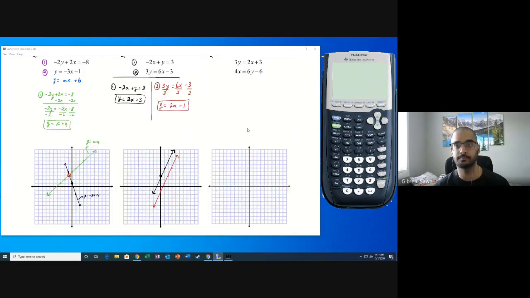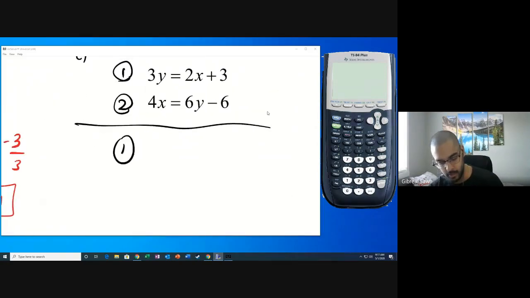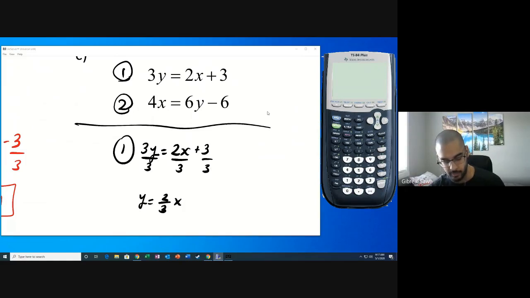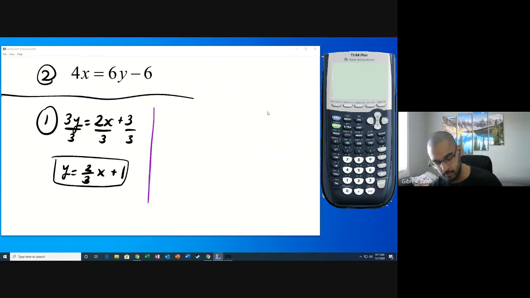So again, 2 lines, just like before for A and B, switch them over into those slope-intercept forms that we know how to graph. So equation 1, 3y equals 2x plus 3. Divide everything by 3. And y equals 2/3 x plus 1. So I have a rise of 2, a run of 3, plus 1. Okay, there's one equation.